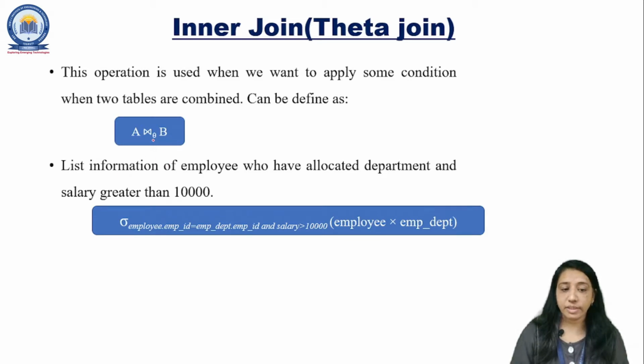So here, if we want some information like list the information of employee who have allocated a department and the salary is greater than 10,000, so two conditions are there. We have already seen in the previous lecture how to combine more than one condition. You can see here the cross product of two tables, and on that the selection sigma.